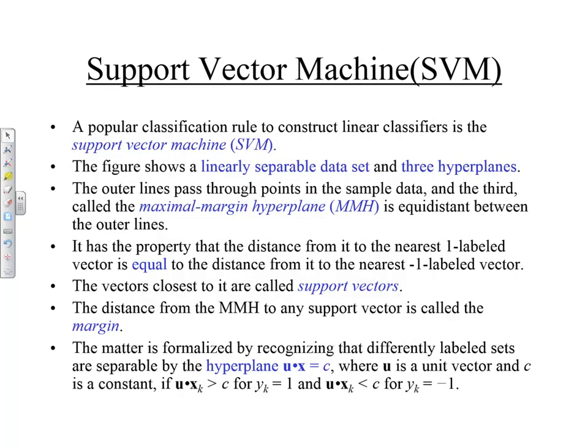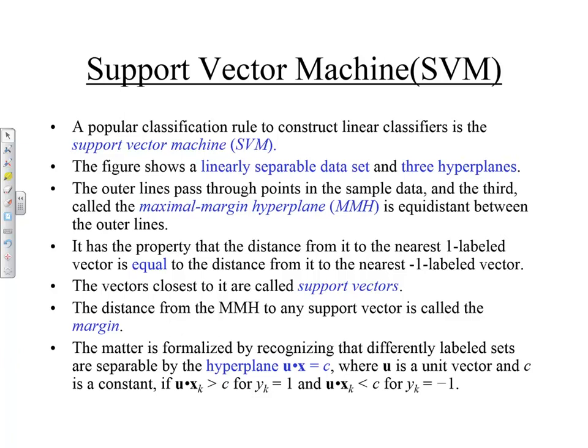So let's just go through the text. The figure shows a linearly separable data set and three hyperplanes. The outer lines pass through points in the sample data, and the third, which is called the maximal margin hyperplane, is equidistant between the outer lines. The outer lines are going through the support vectors. So the line in the middle has the property that the distance from it to the nearest one label vector, well, here it was solid and circular dots. One of them you label as 1, the other one you label as 0.